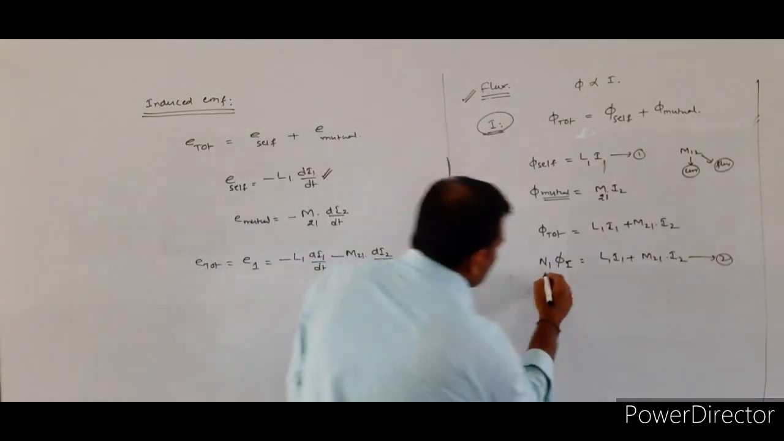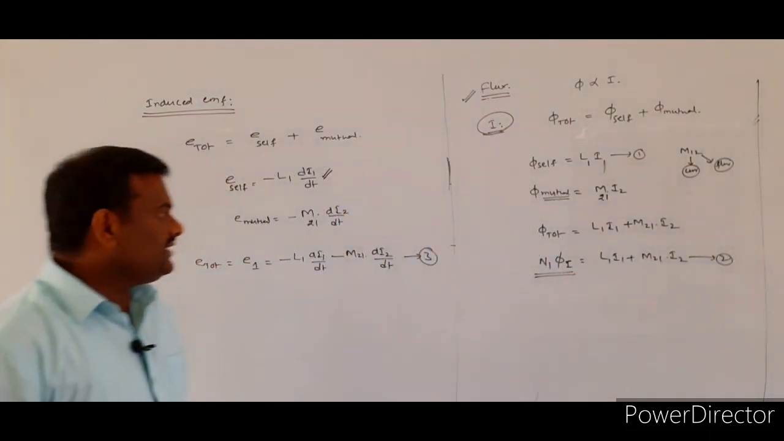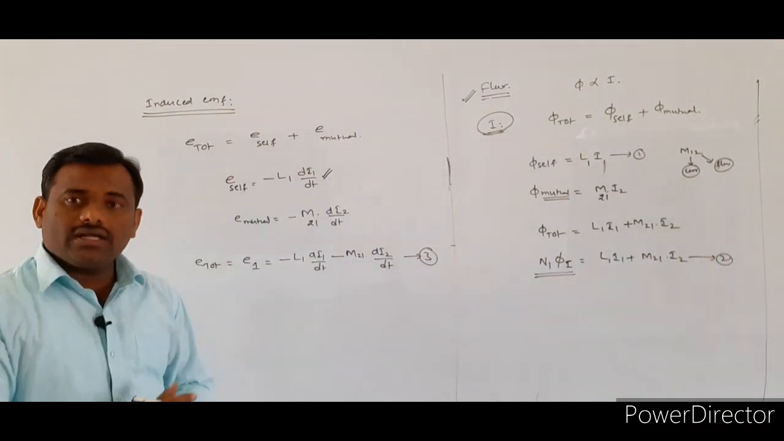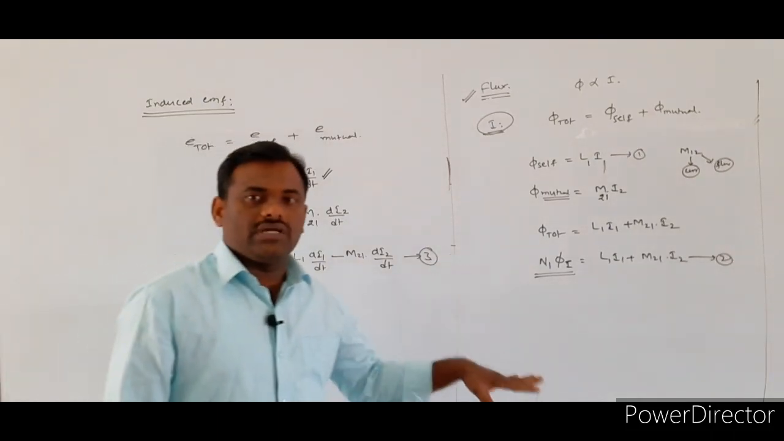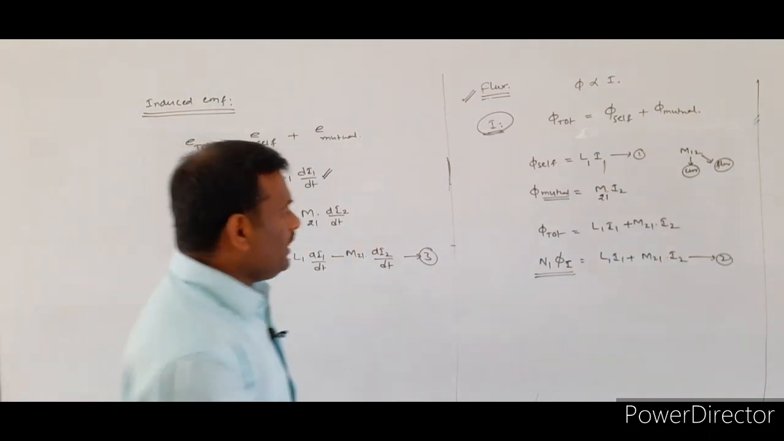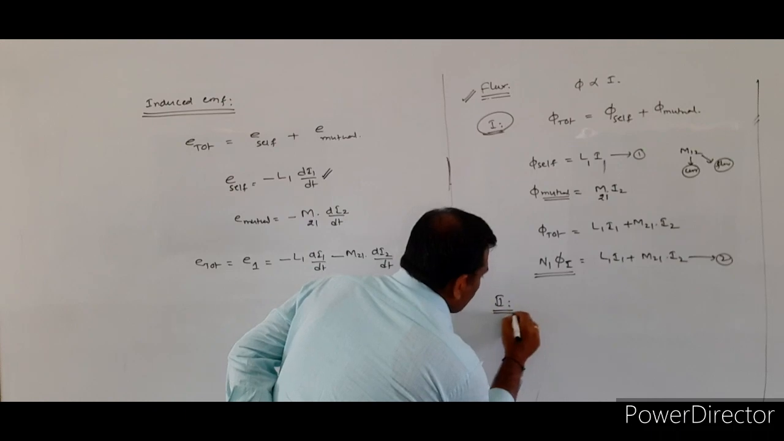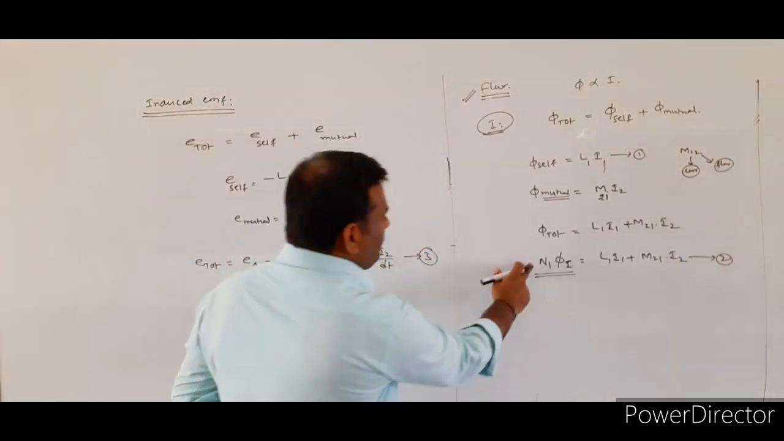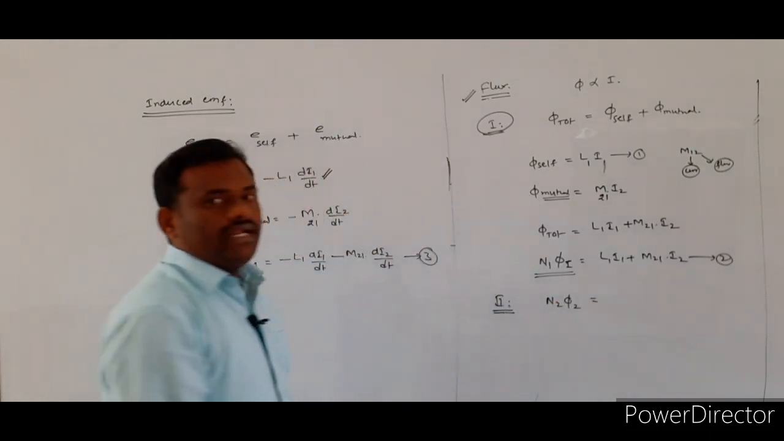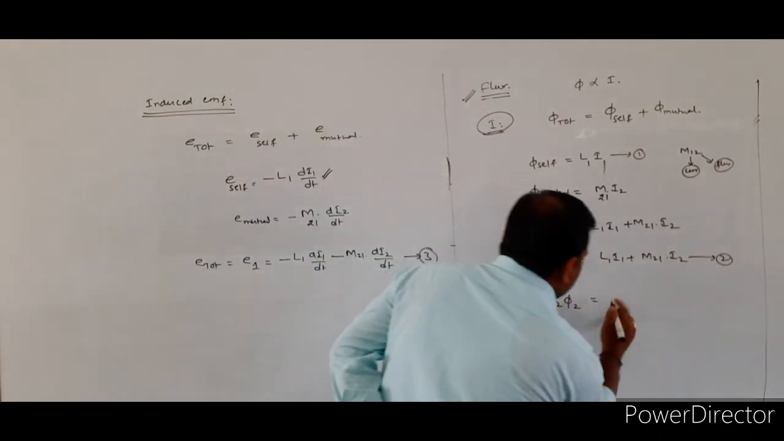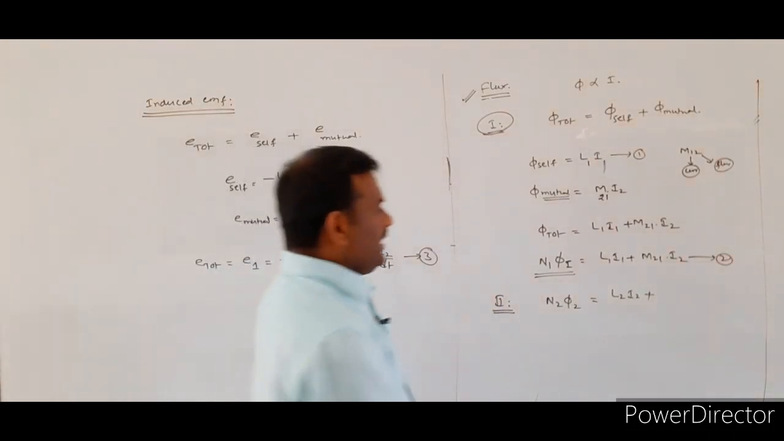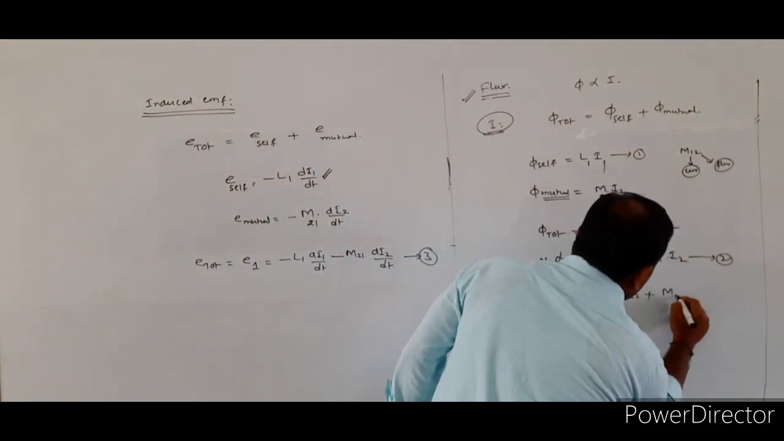So this is the total flux linked with the first coil, and this is the total induced EMF produced in the first coil. The same phenomenon you can observe for the second coil also. For the second coil, here I am writing the total flux value. For the second coil we will write N2 phi 2 is equal to L2 I2, and here in reverse we will write M12, since current is passing in the first coil.